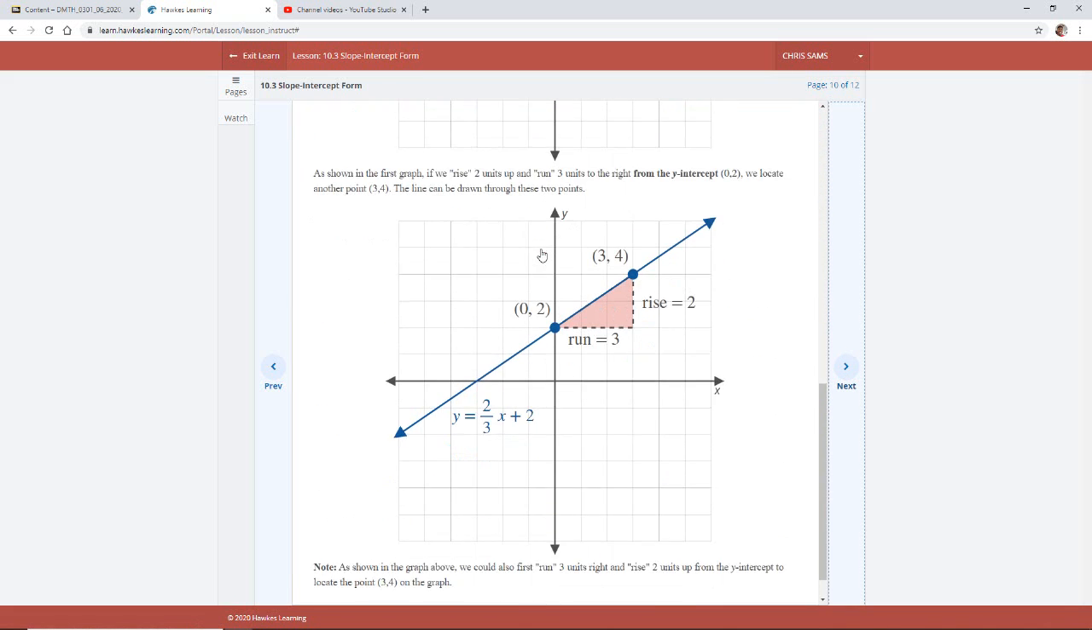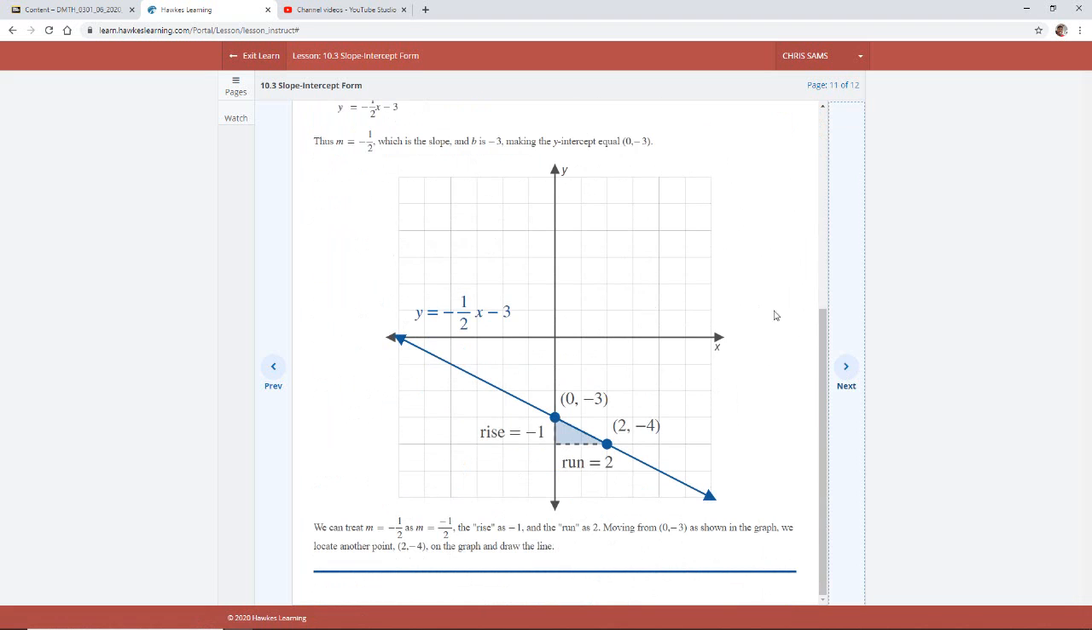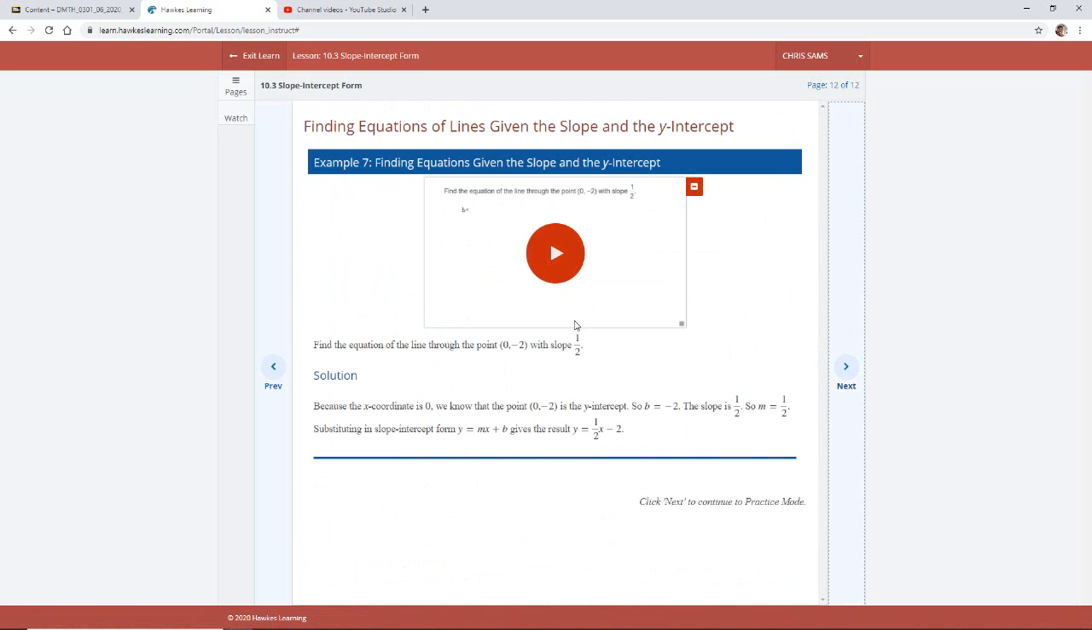Okay, so a few more examples provided for you, and then we'll jump to Hawks and do our own. So just several examples of finding and writing slope.